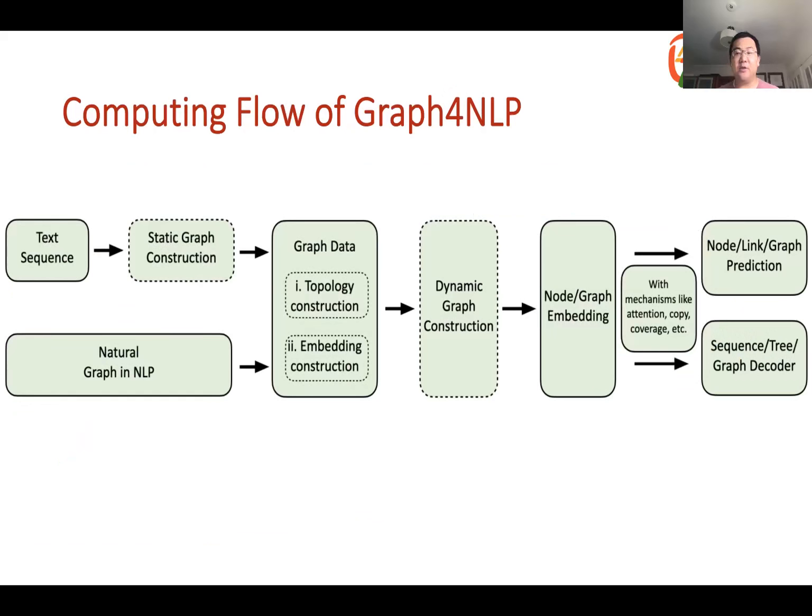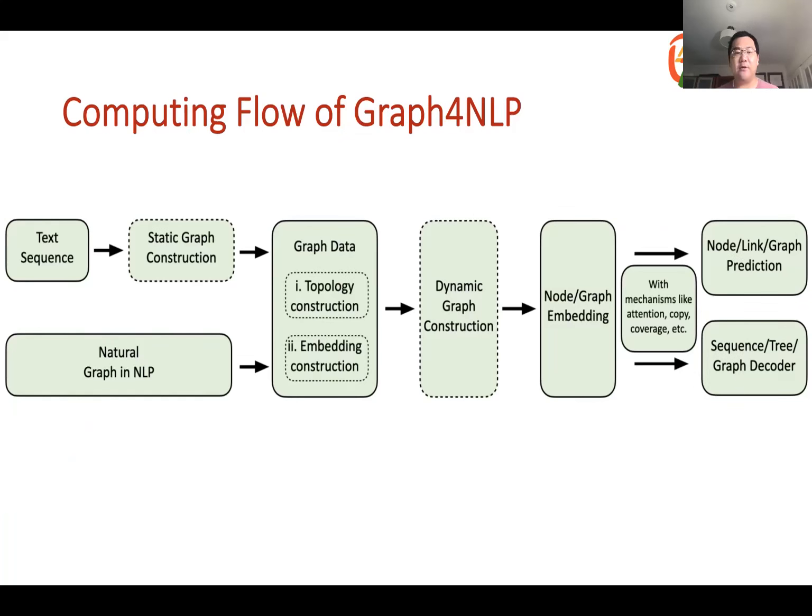So there are 2 different scenarios. The first scenario, which is probably the most common case, is that we have a text sequence, and then you can call our static graph construction module to construct a graph for you. In the graph data, we will build two parts. One is a topology construction, one is an embedding construction. And after that, we will feed to the dynamic graph construction. This is optional if you already have a static graph construction.